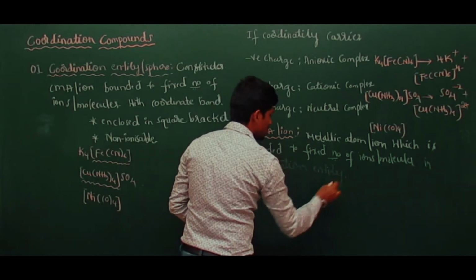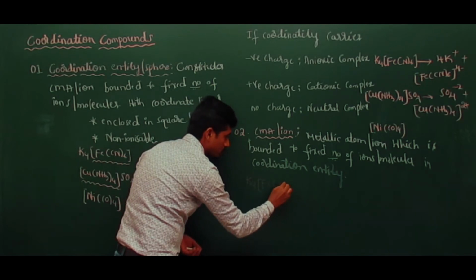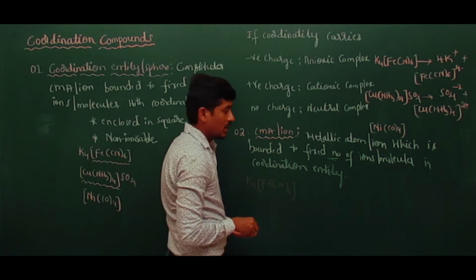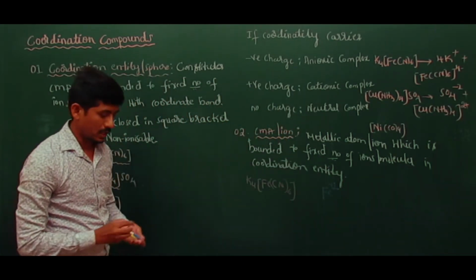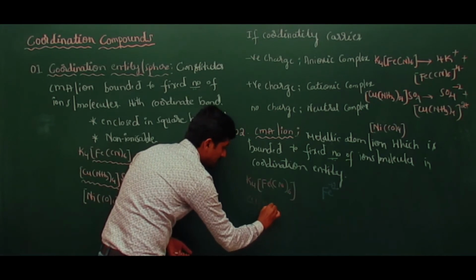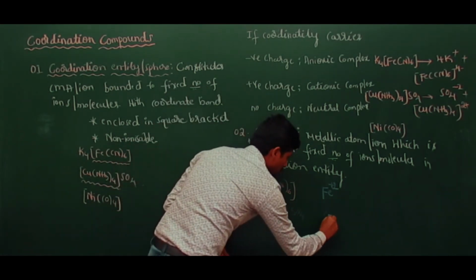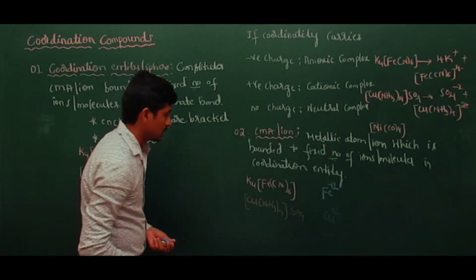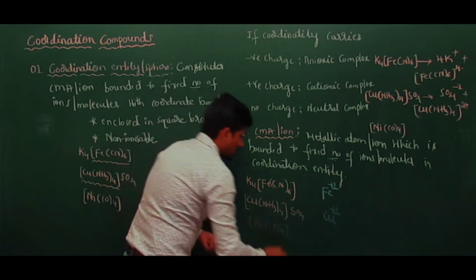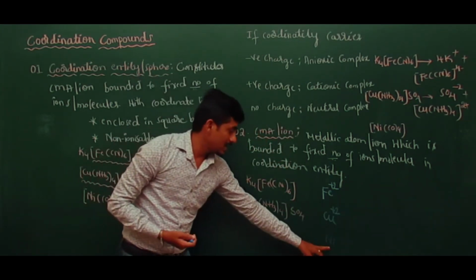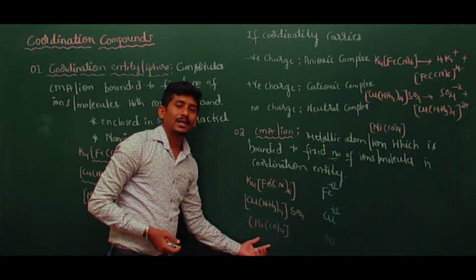Take the same examples. The first one is potassium ferrocyanide. In this complex, the Fe2+ ion is the central metal ion. In the second example, cuprammonium sulfate, Cu2+ is the central metal ion. In the case of nickel tetracarbonyl, the nickel atom is the central metal atom, because it is not carrying any charge.